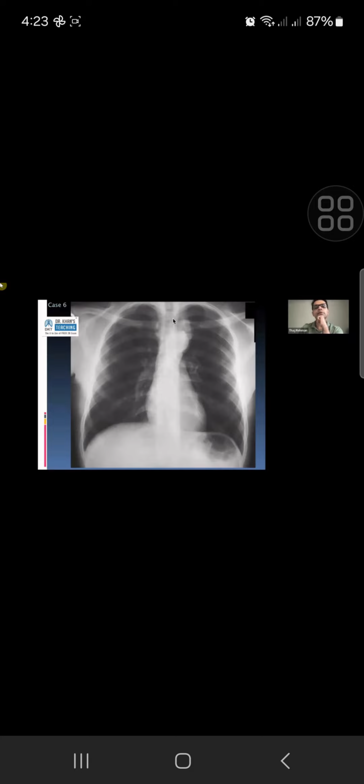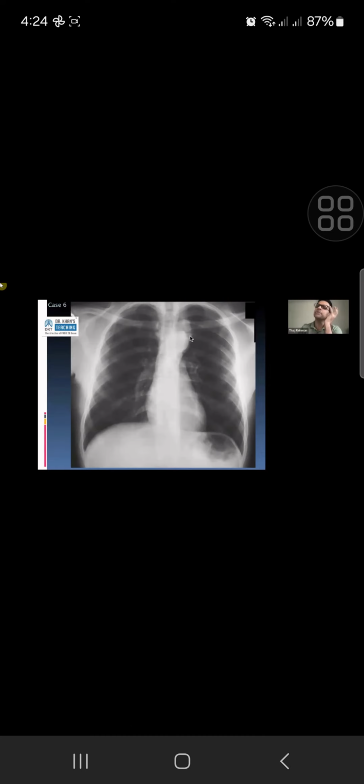So if you compare that rib, and all the description about silhouetting, it's a bit overrated. It's really tricky to characterize or identify the location of a mediastinal lesion solely by silhouetting, how it silhouettes the aortic sign and so on, aortic knuckle and so on.